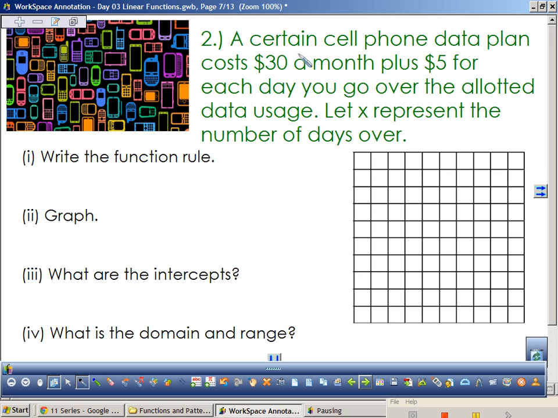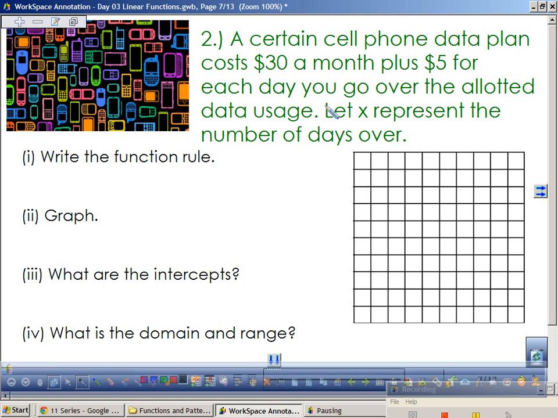A certain cell phone data plan costs $30 a month plus $5 each day you go over the allotted data usage. Let X represent the number of days over. Okay, write a function rule. You guys want to do a little table first? We can talk about the relationship? Yeah. Okay, let's do that.